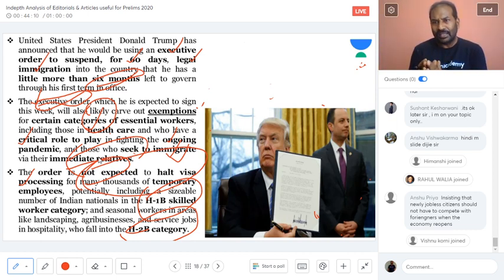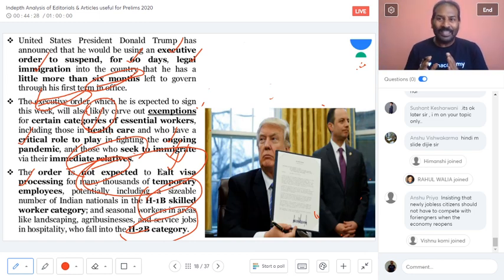It's unskilled. So H1B visas are for the skilled, and H2B visas are for those Indians getting into the US for different or particular jobs. So probably the order is not expected to halt. They are not halting the visa processing.